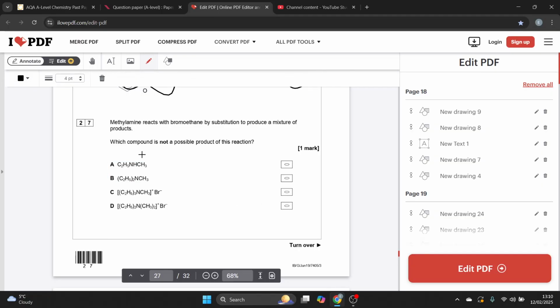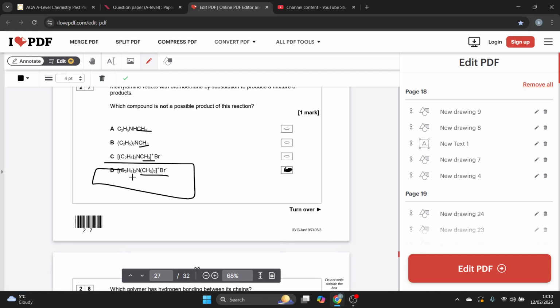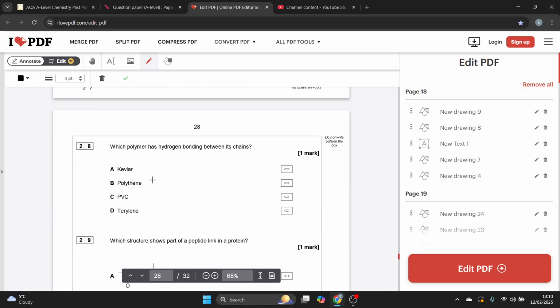Why is that? I've got CH3 here, CH3 here, CH3 here, and I've got two CH3s here. That's not a possible product of this reaction. And if it was, then all of these, A, B, and C, would be wrong, and that can't be true. So therefore, D is not a possible product of this reaction. Pay attention to these small minor details.